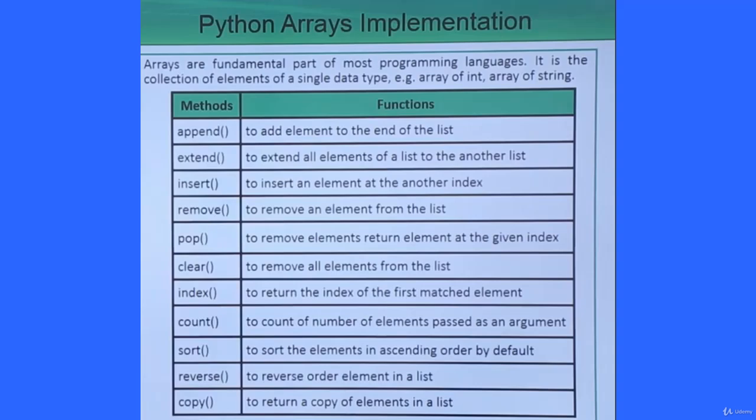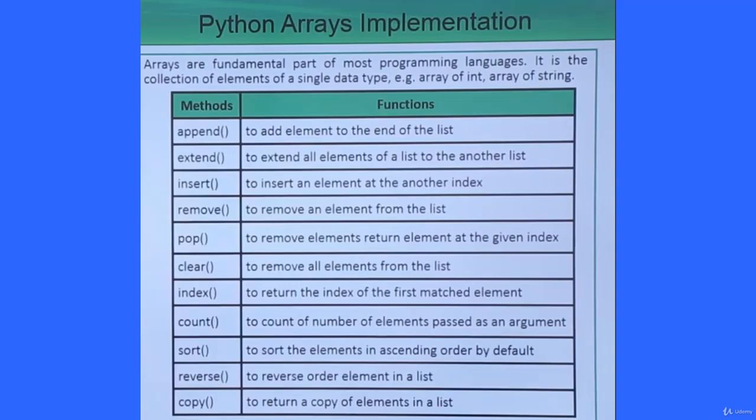So here we have the methods which will be operated on these arrays, and the respective functions and descriptions. Append, to add an element to the end of the list. Extend, to extend all elements of a list to another list. Insert, to insert an element at a given index. Remove, to remove an element from the list. Pop, to remove and return the element at the given index.